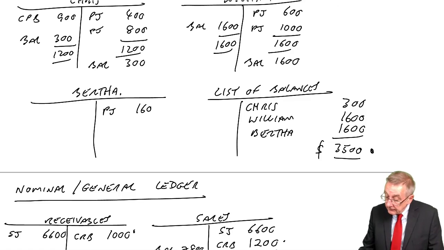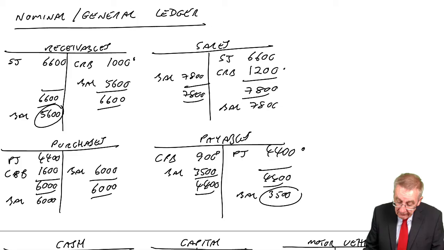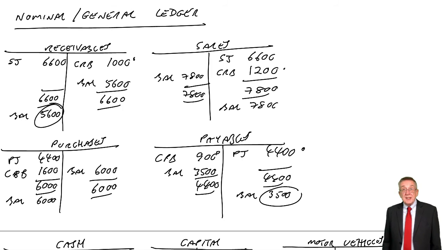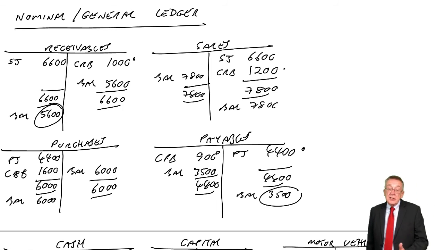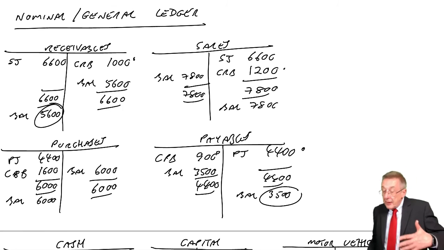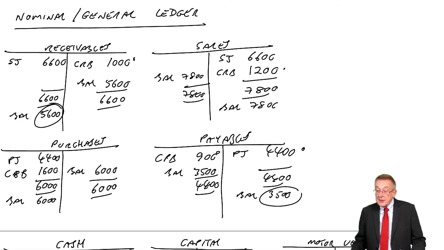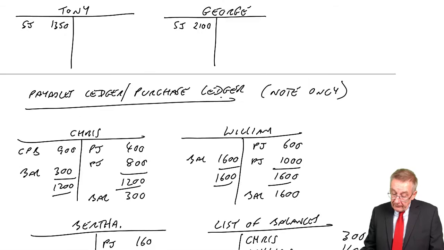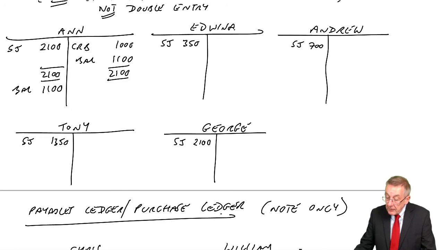And similarly, receivables, we think we're owed 5,600. That's the total, and that's all I need for the statement of financial position. But of course, we need to know who the people are who owe us that money so that we can chase them and decide if any are irrecoverable or doubtful. And who does owe us that 5,600? Well, look at the receivables or sales ledger, and do a list of the balances.